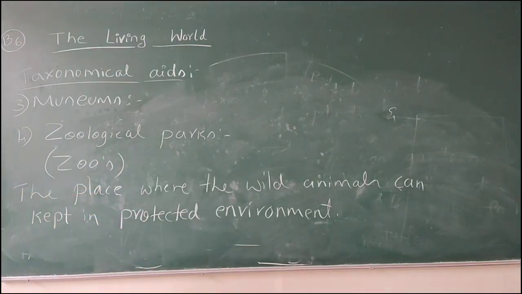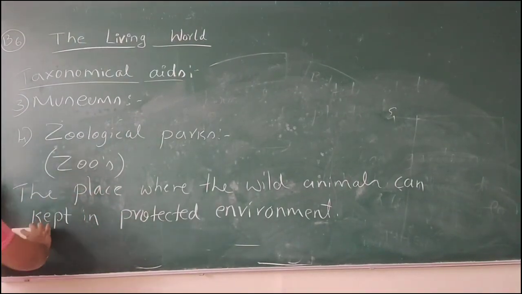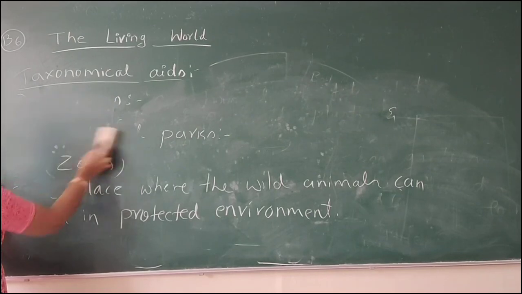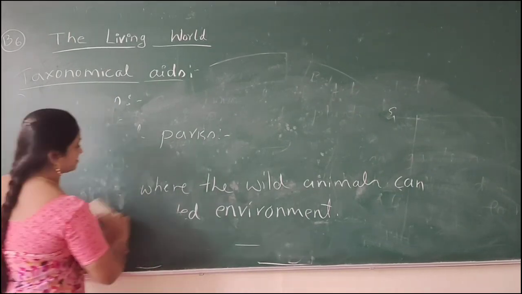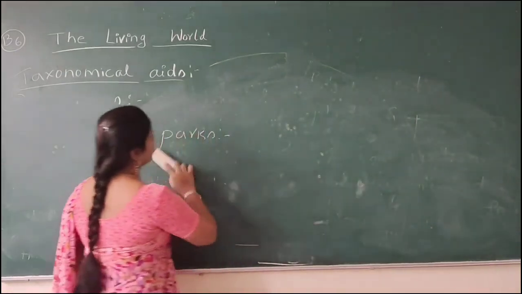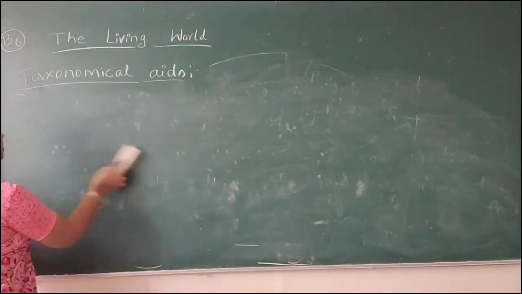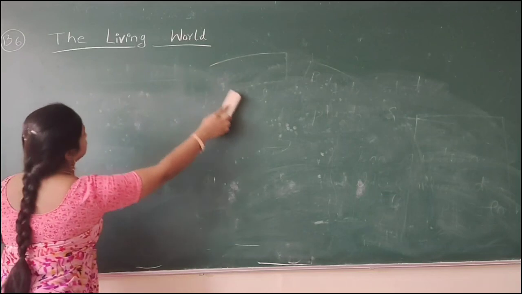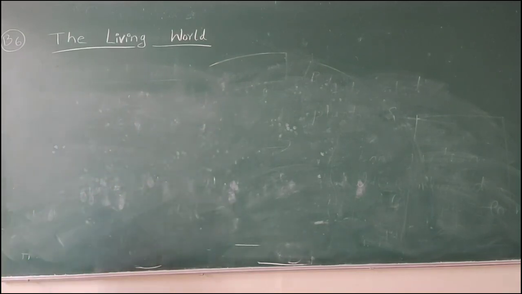So the next, after that we have 4 more taxonomical aids. Those are key, flora, manuals and monographs. So that I will continue in the next session.